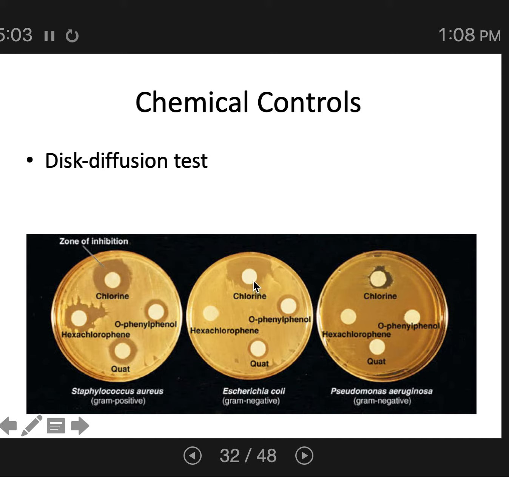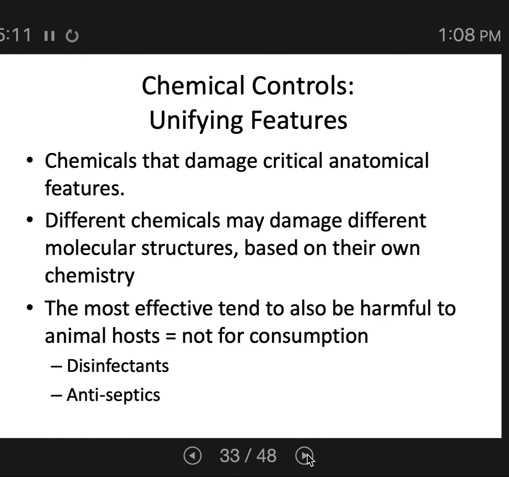It's hard to tell, but it might work out equally or maybe even a little bit better on gram-negative than gram-positive, right, for at least this species. All right, so unifying features of chemical control methods.